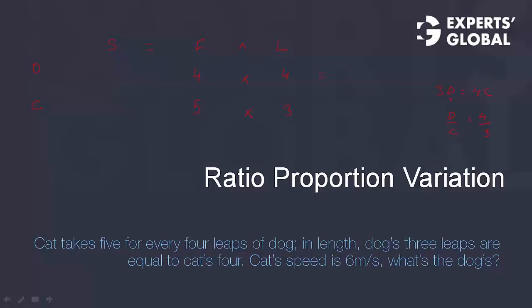And therefore their speeds are in the ratio 16:15. Now the speed of cat is given, 6. Therefore the speed of dog, 6 times 16 divided by 15, which turns out to be 6.4 meters per second.